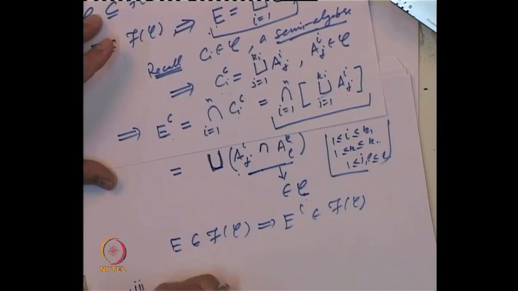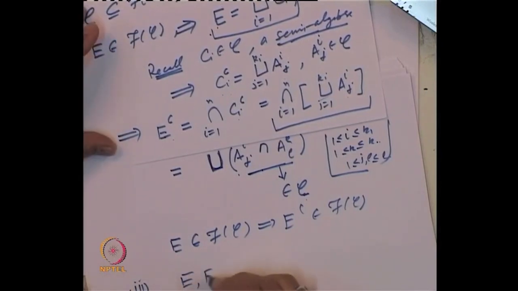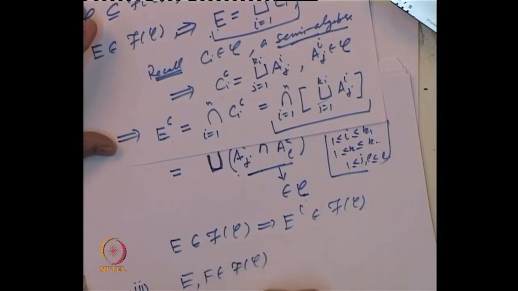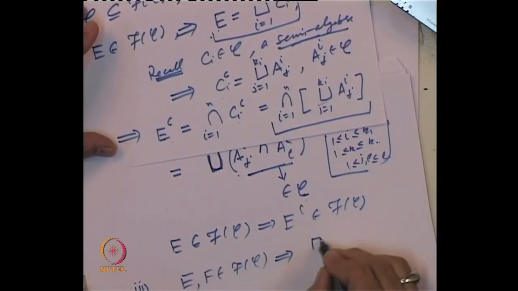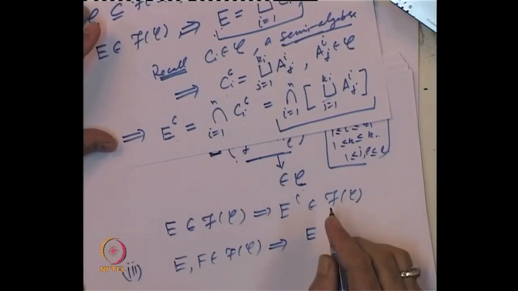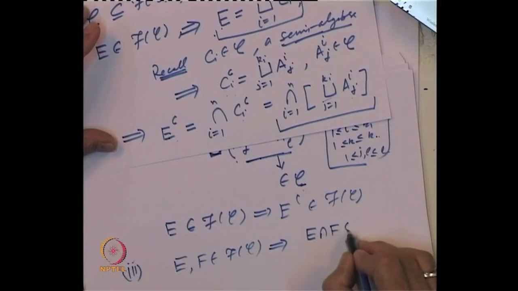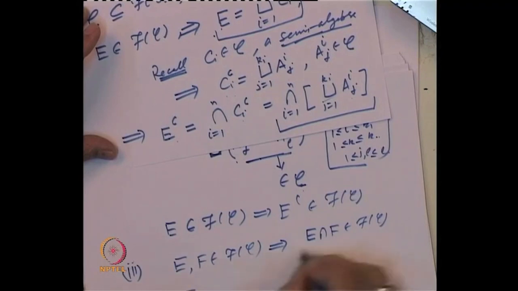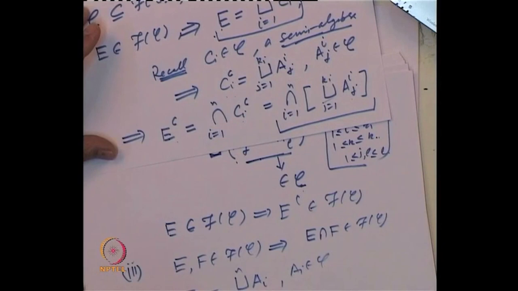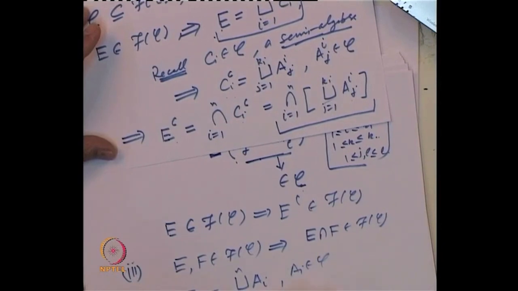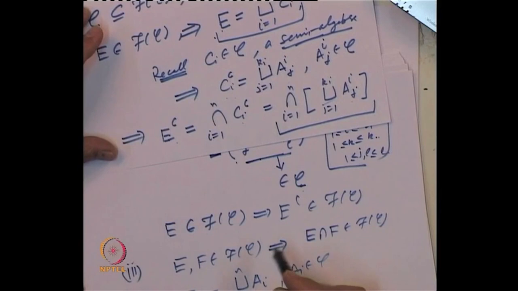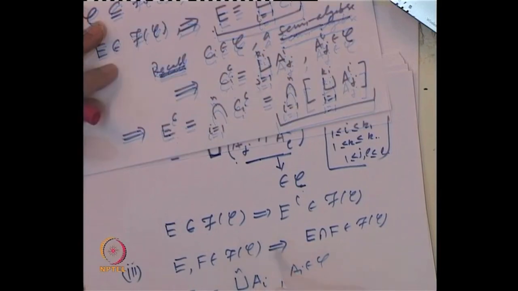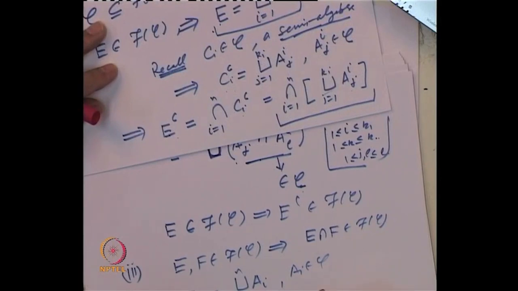And let us look at the third property, namely if E and F belong to F of C, does this imply that E intersection F belongs to F of C? Well, that should be obvious, because E belonging to F of C means E is a disjoint union of some A i's, i equal to 1 to n, where A i's belong to C, and F is a union of some sets B j's, j equal to 1 to m, where each B j belongs to C.